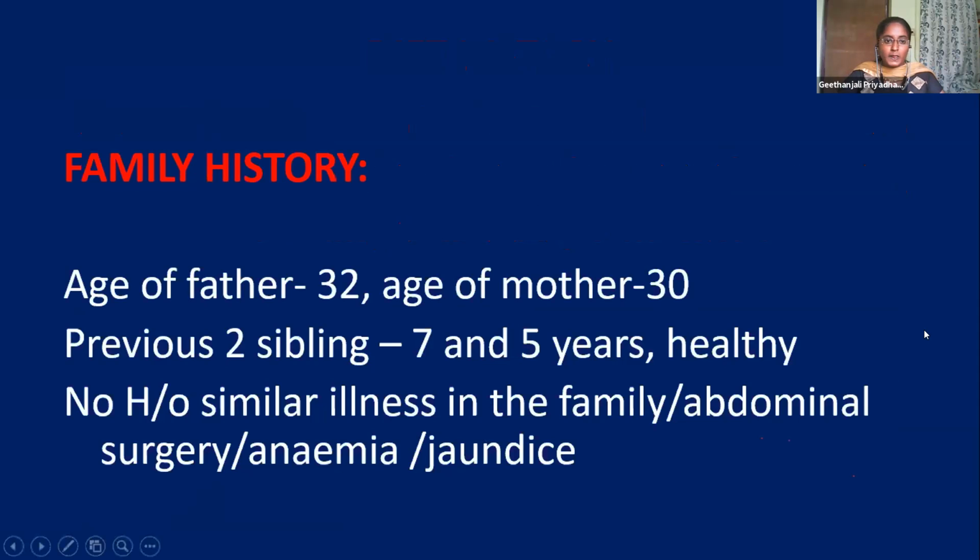Family history. Age of the father is 32 years and age of mother is 30 years. Previous 2 siblings are of age 7 and 5 and they are healthy. No history of similar illness in the family and no history of abdominal surgery or anemia or jaundice in the family.